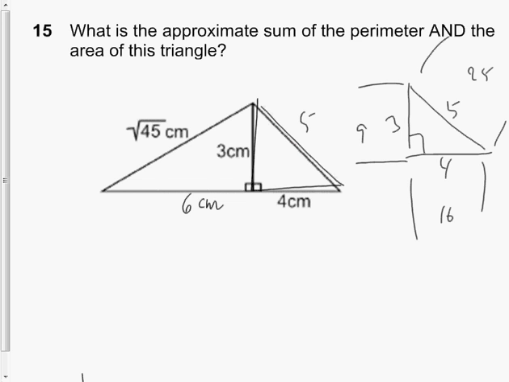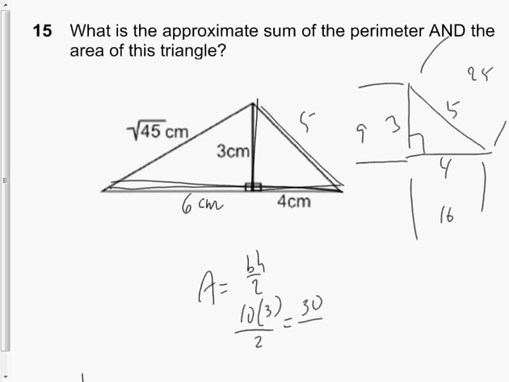So therefore, first things first, the area equals base times height divided by 2. So the area would be, the base of this whole thing is 10. The height is 3, divided by 2. Would be 30 divided by 2, which is an area of 15 centimeters squared.